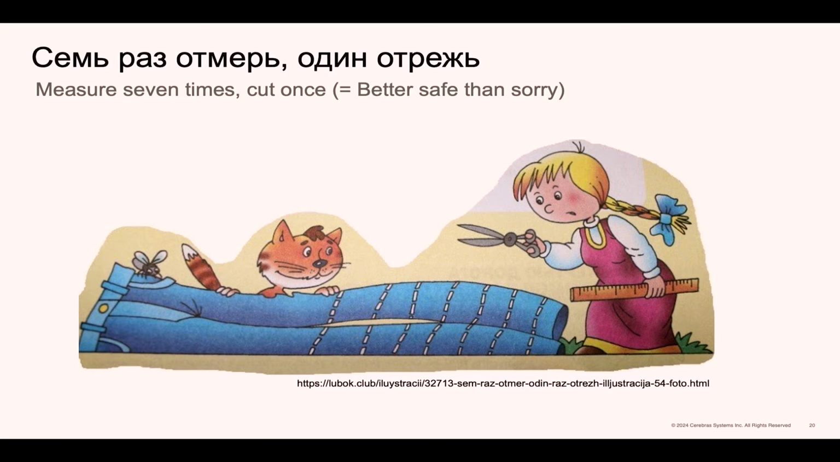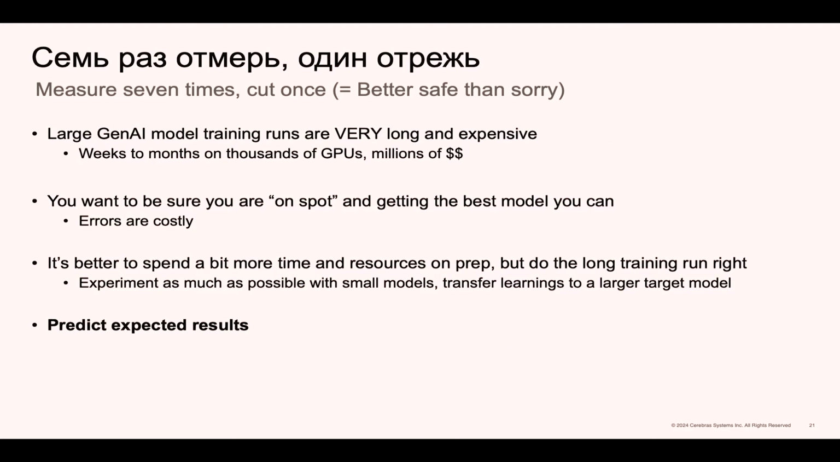So, maybe I can say from my accent, I'm originally from Russia. In Russia, we have a very nice saying, which can be translated literally as measure 7 times, cut once, or the English version of that, better safe than sorry. And I think that's a very nice saying for what happens with those large language models, or large models in general. Those GenAI models are really expensive and long to run.